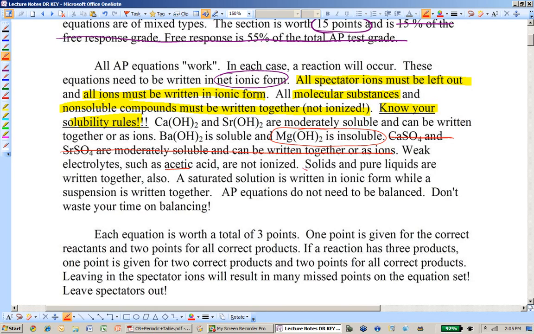Solids and pure liquids, this is big. Solids and pure liquids are written together. You don't have to worry about solubility rules at all. That's a smiley face. You don't have to worry about solubility rules, just write them as a molecule.